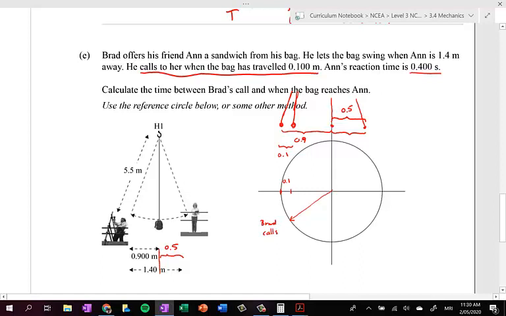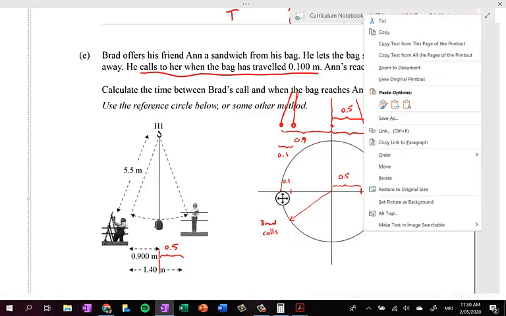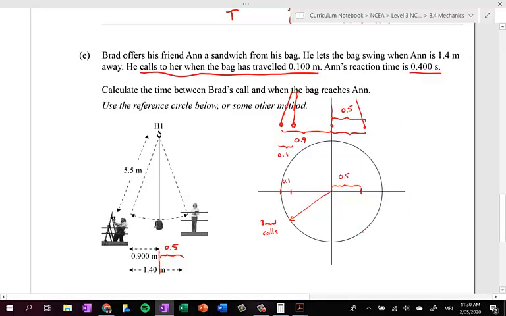And then it reaches her when it is 0.5 meters along here, so there's still 0.4 meters left to go. So this distance here is 0.5. So it reaches her when the phasor is here. So we want to know how long it took for the phasor to go from there to there, and then from there to there. So we need to figure out what that total angle is.